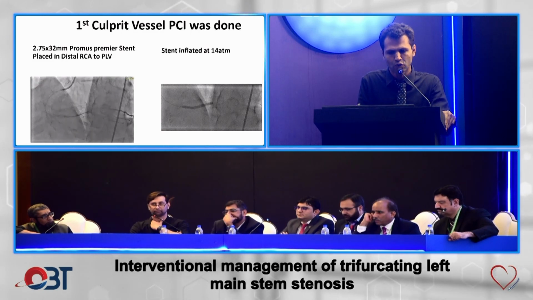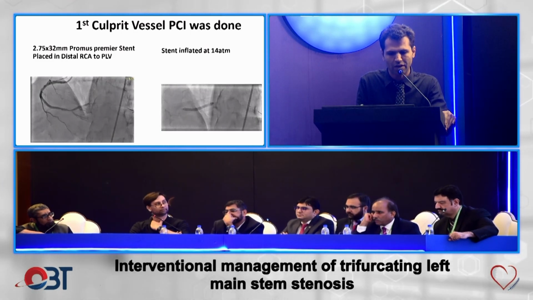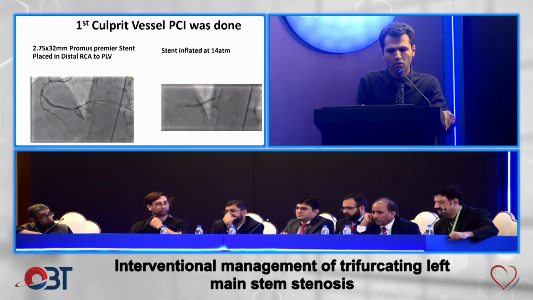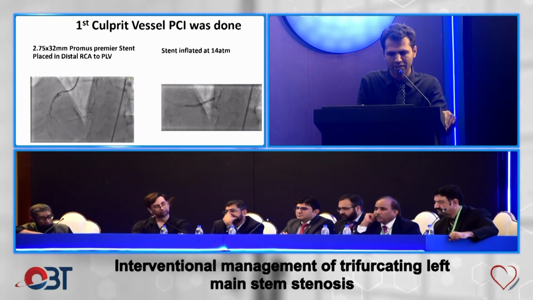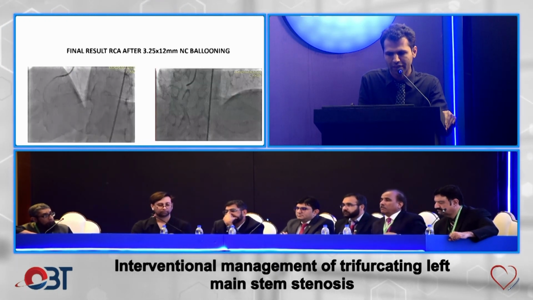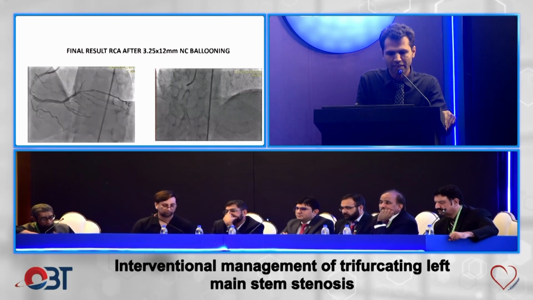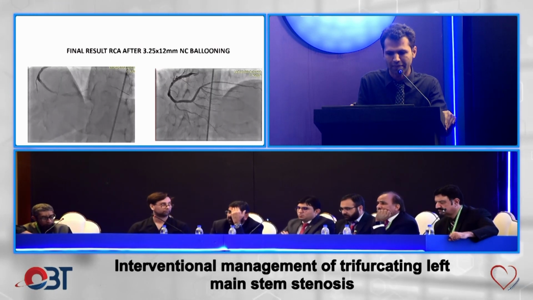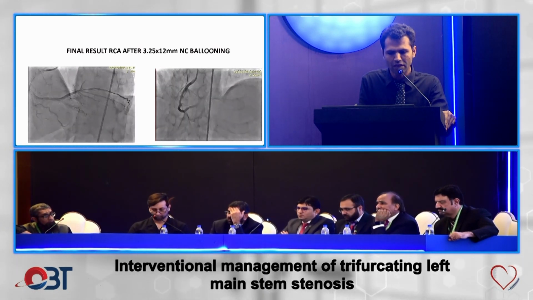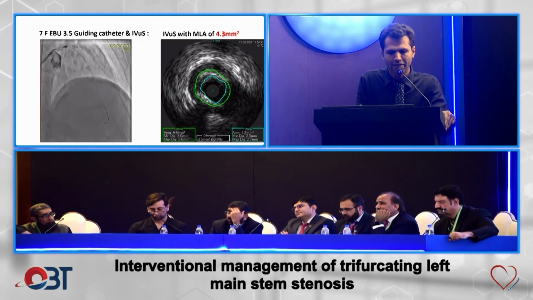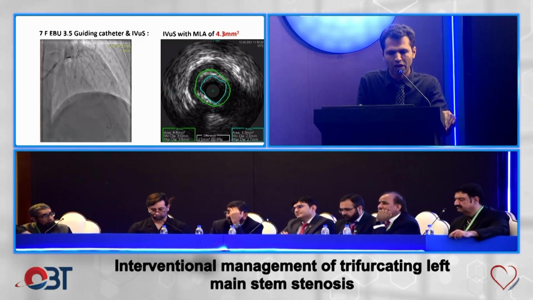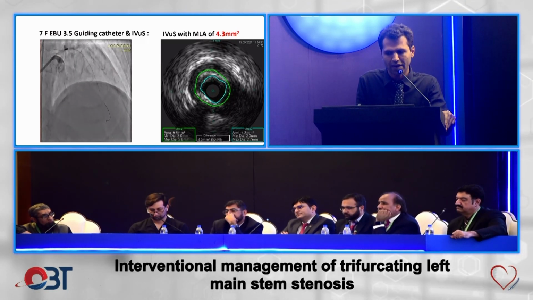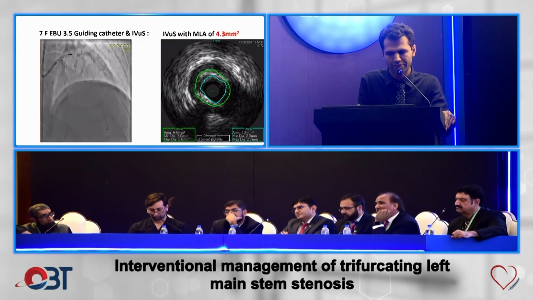So we decided to do further angioplasty of the RCA, and a Promus Premier stent of 2.75 by 32 mm was placed in distal RCA to PLV. The stent was inflated at 14 atm. These are the final results after post dilation with a 3.25 by 15 mm NC balloon. Here we took a 7 French EBU 3.5 guiding catheter, and IVUS was done. IVUS showed an MLA of 4.3 mm square.